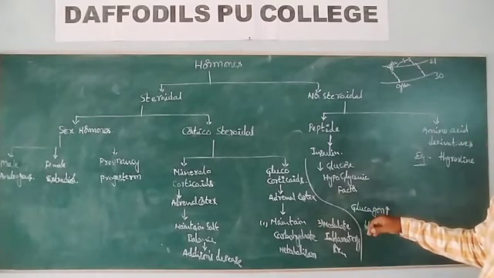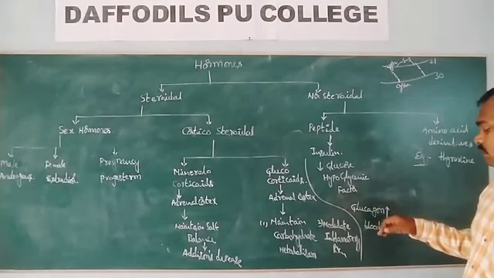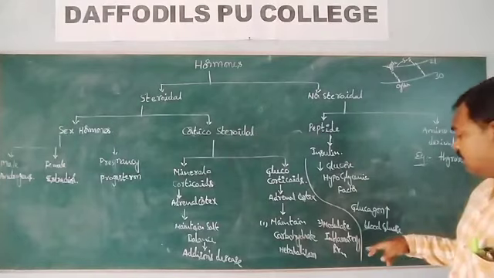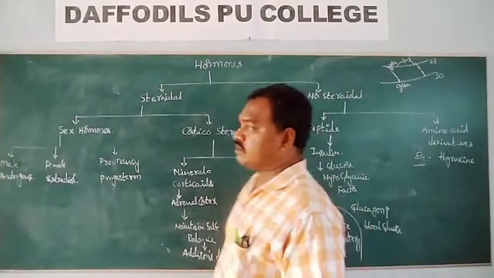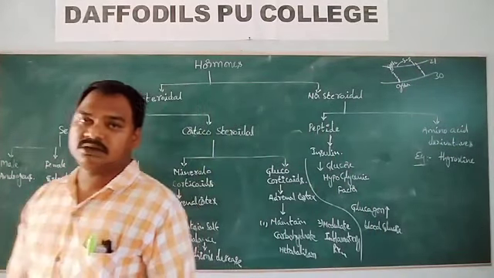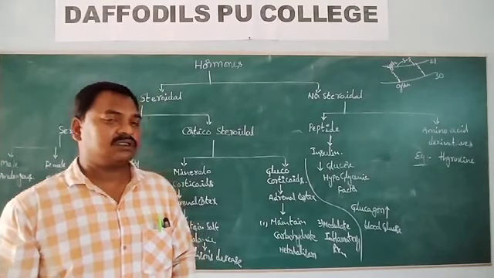Another peptide hormone is glucagon. This glucagon increases the blood glucose levels in our body. So this is about hormones.